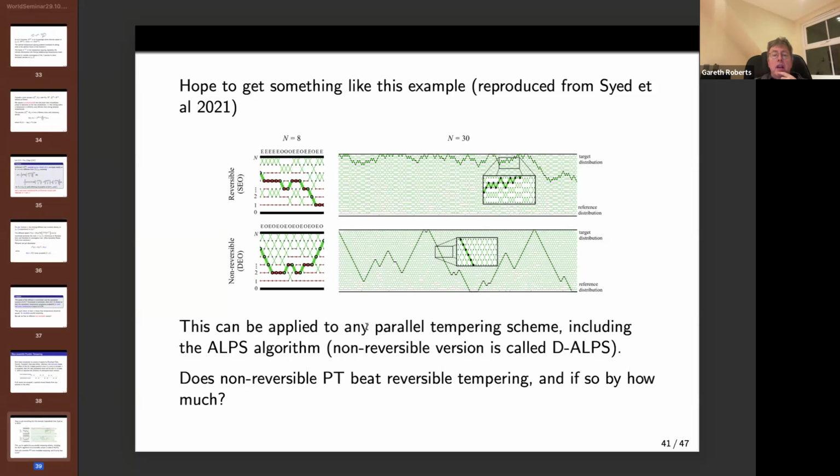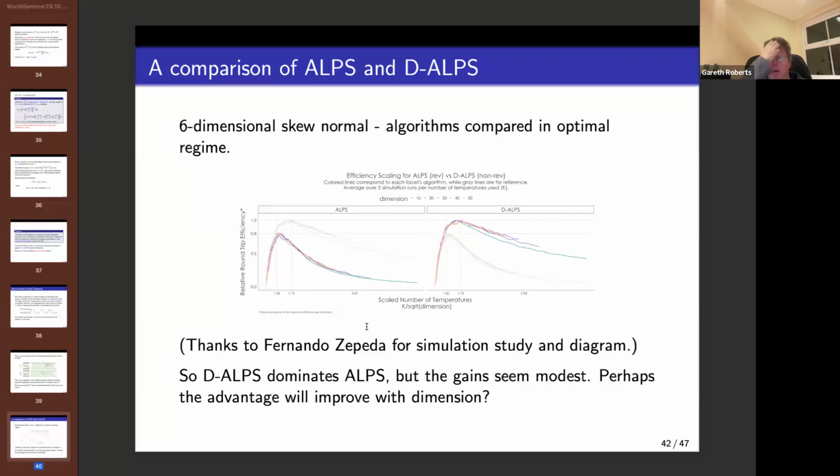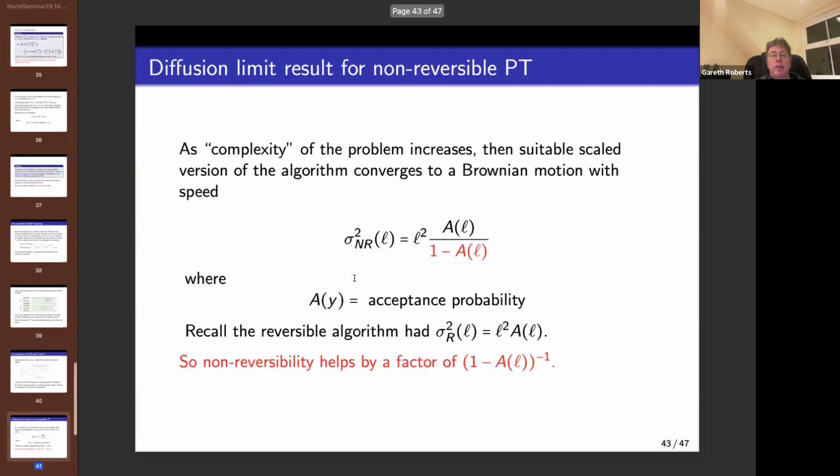But let's try and look at it in the context of optimizing both the algorithm type and also the step size. This is what Fernando, my student, did, basically comparing non-reversible, which is the upper curves here, and the reversible one, which is the lower curves here. And this is strikingly similar to the plots I showed earlier for non-reversible and reversible Markov chains, random walks.